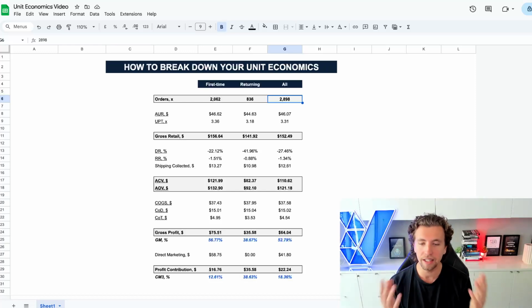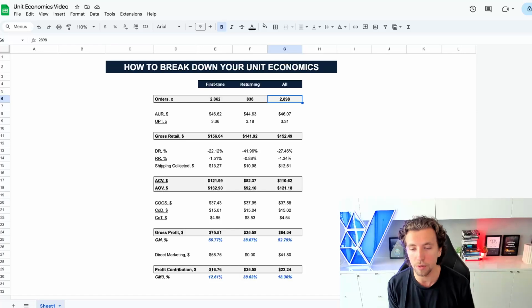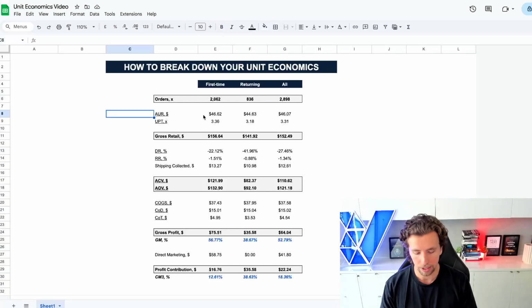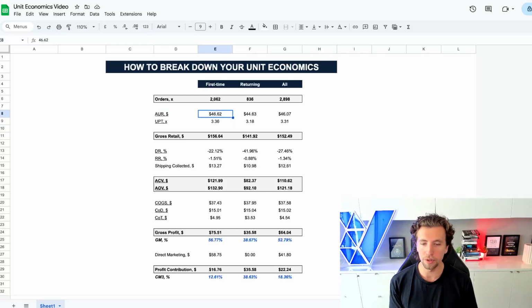And we're splitting the unit economics of first-time and returning out. We're separating them because it's really important to understand the dynamics in isolation. You'll see why this is so important as we start to work our way through these different line items. So where unit economics begins is at average unit retail and units per transaction. So average unit retail is quite self-explanatory. It's the average retail price of a unit within the cart.